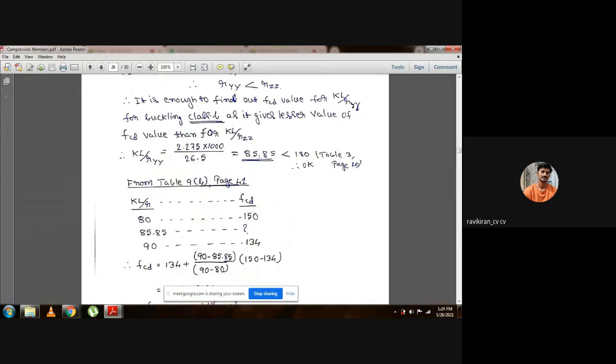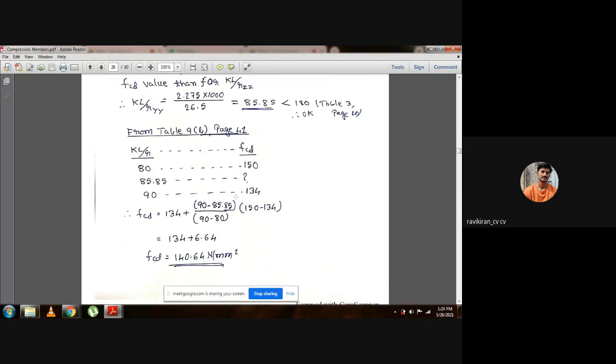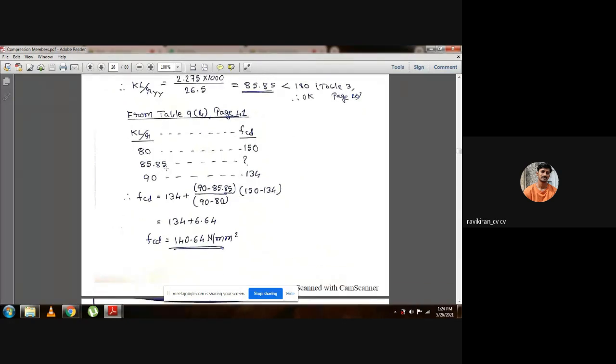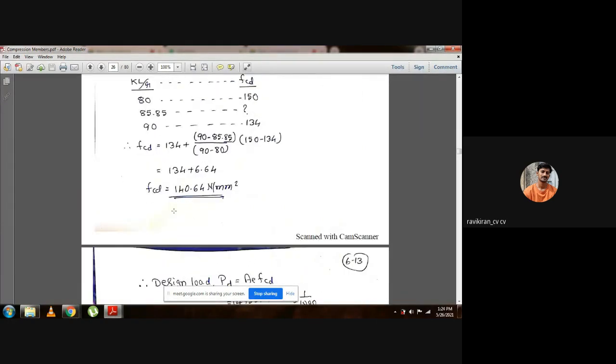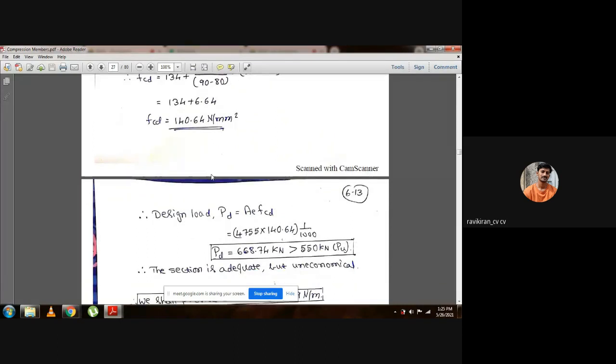So corresponding to this 85.85, you should take FCD value from the table, that is page 41, table 9B, corresponding to the buckling class we have selected. If we do interpolation between 80 and 90, we'll get FCD value as 140.64 Newton per mm square. So once we got FCD, what is the next step? Design load. Design load PD is equal to area into FCD.